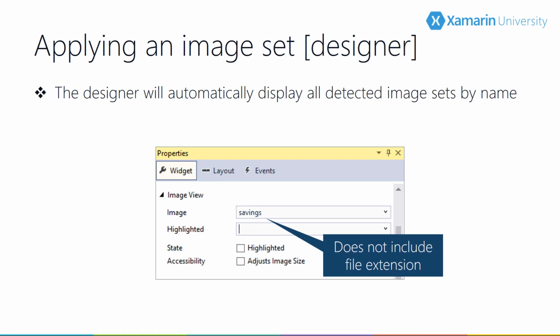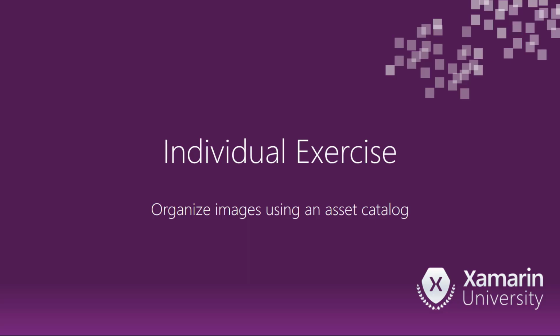Now, I want to just point out one thing. The storyboard is a little bit buggy with this, and sometimes I've noticed that it doesn't actually detect the image set. So in that case, I would recommend just using the code approach, which is exactly what we're going to do right now in our next exercise.